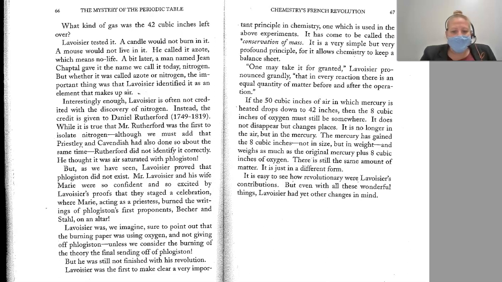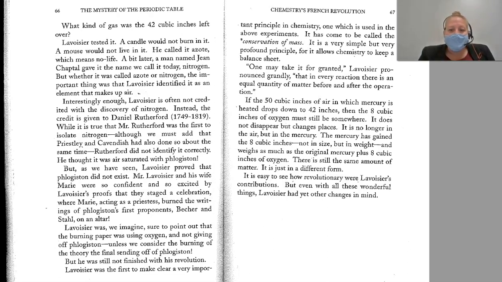Lavoisier was the first to make clear a very important principle in chemistry, one which is used in the above experiments. It has come to be called the conservation of mass. It is a very simple but very profound principle, for it allows chemistry to keep a balance sheet. One may take it for granted, Lavoisier proclaimed grandly, that in every reaction there is an equal quantity of matter before and after the operation. If the 50 cubic inches of air in which mercury is heated drops down to 42 inches, then the 8 cubic inches of oxygen must still be somewhere.